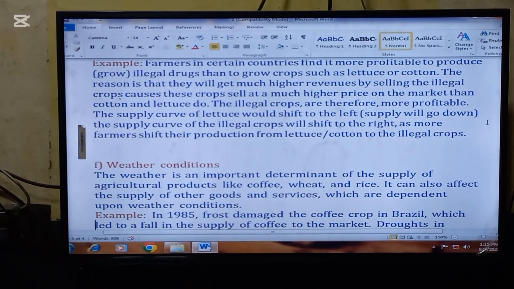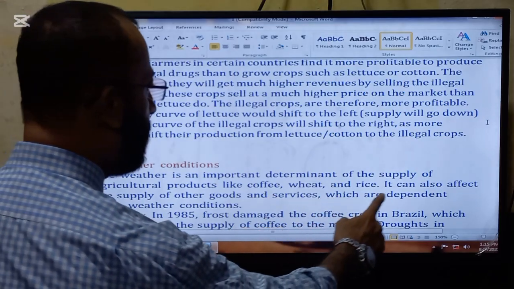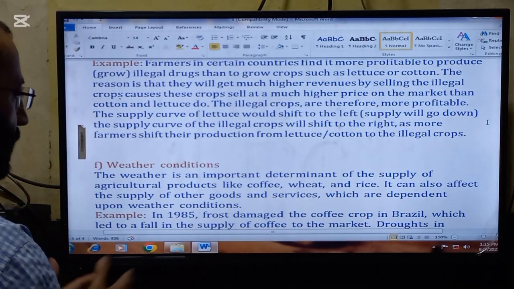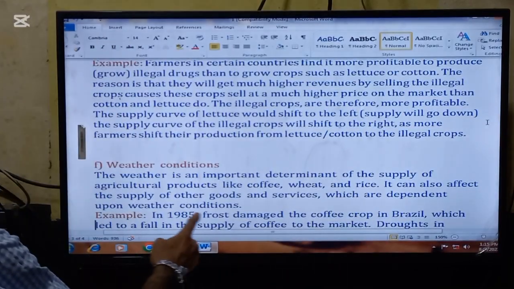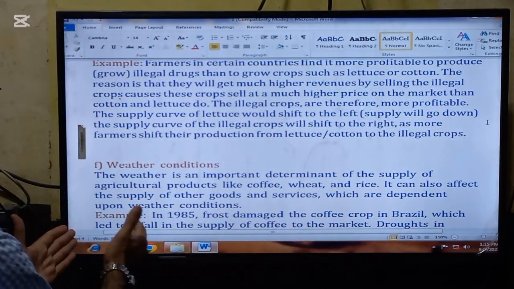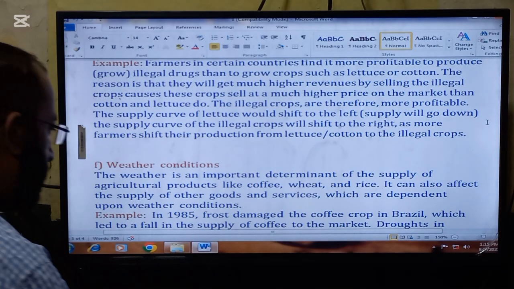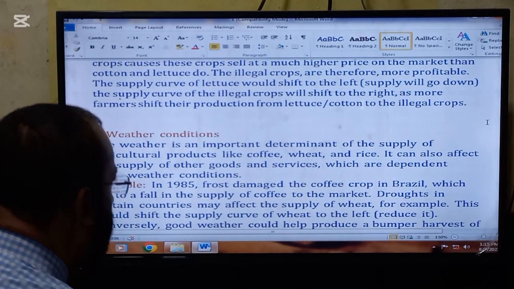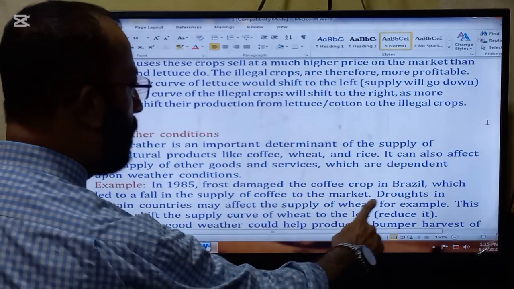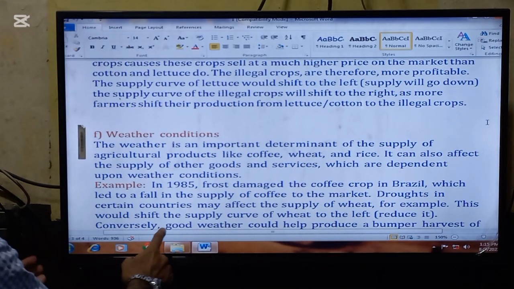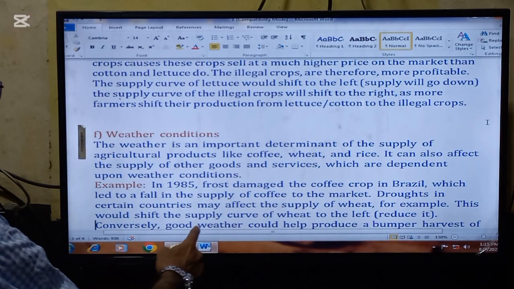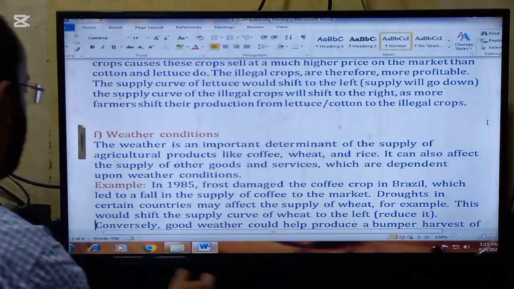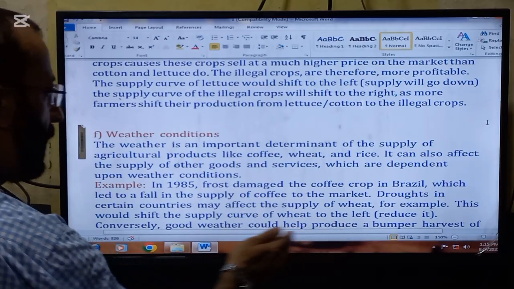The next factor that we are going to read is weather conditions. The weather is an important determinant of the supply of agricultural products like coffee, wheat, and rice. It can also affect the supply of other goods and services which are dependent upon weather conditions. An example is here: in 1985, frost damaged the coffee crop in Brazil, which led to a fall in the supply of coffee to the market. Droughts in certain countries may affect the supply of wheat.